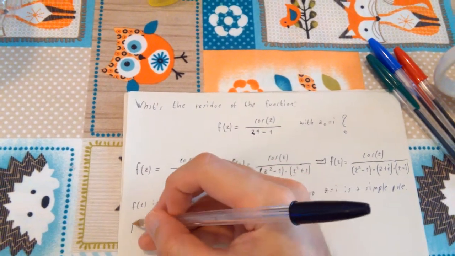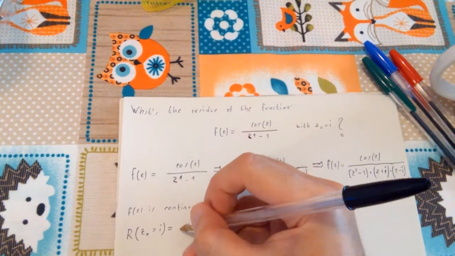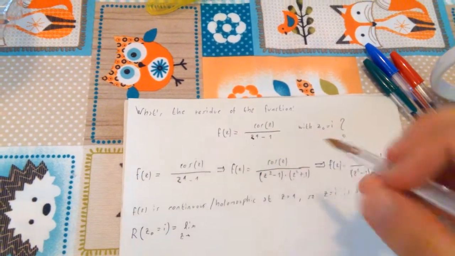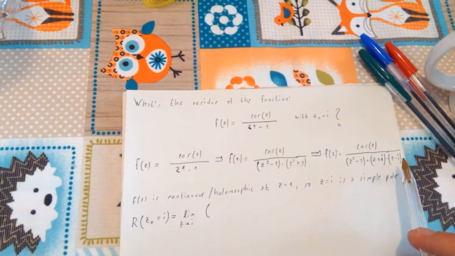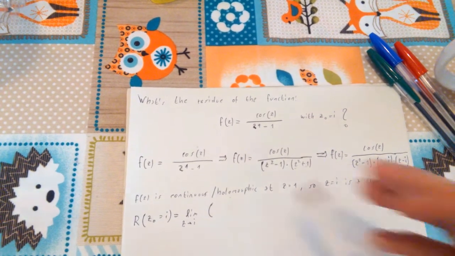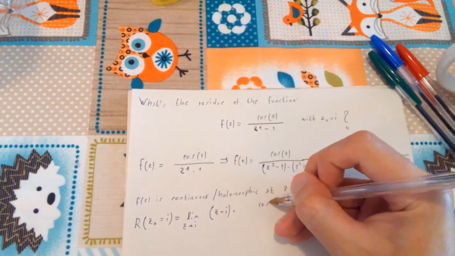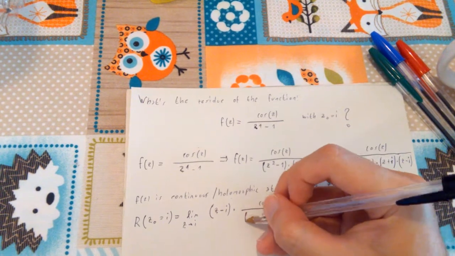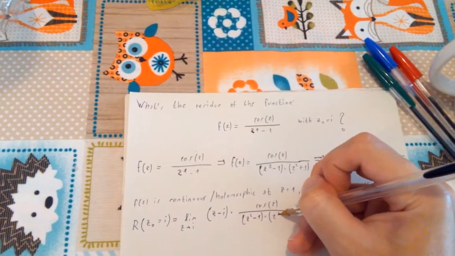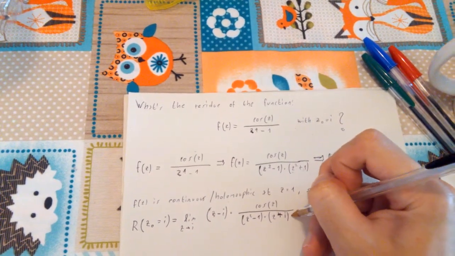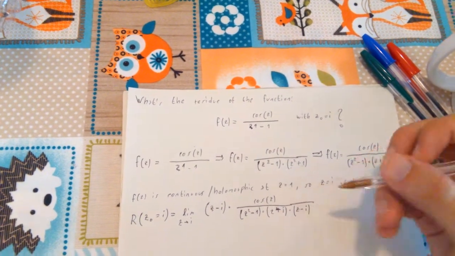What do I mean by the limit? Well, I mean that the residue at z0 equal to i is the limit as z approaches i of, we're going to multiply by z minus i, so z minus i times the whole function, so cosine of z over z squared minus 1 times z squared plus i times z minus i, like so.